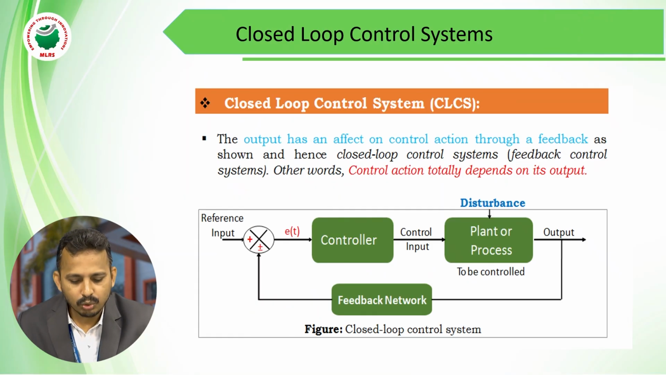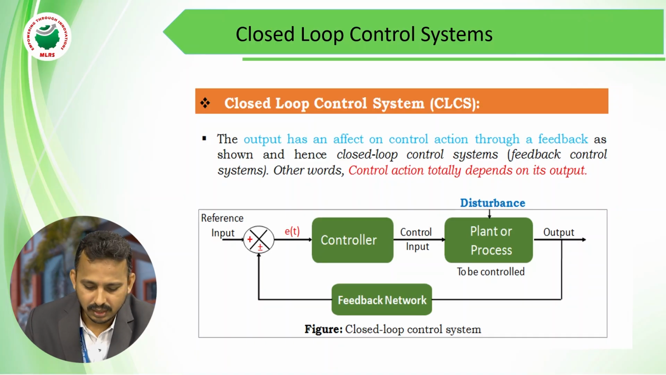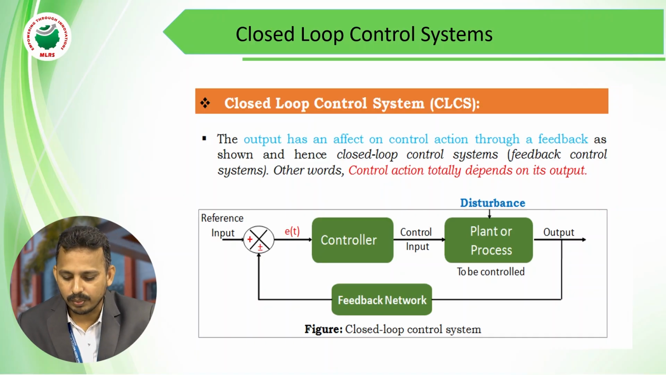Next, the closed loop system. As I said, a closed loop system must be connected with a certain feedback network. The output has an effect on the control action through a feedback, as shown, and hence it is called a closed loop control system or feedback control system. In other words, the control action totally depends on its output.